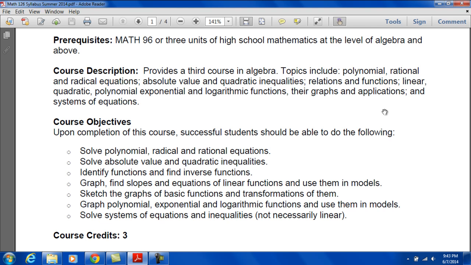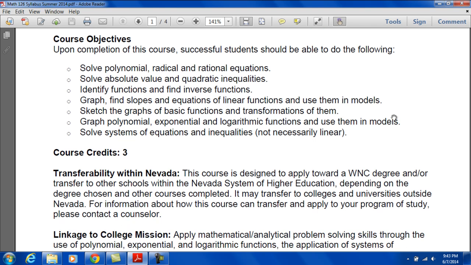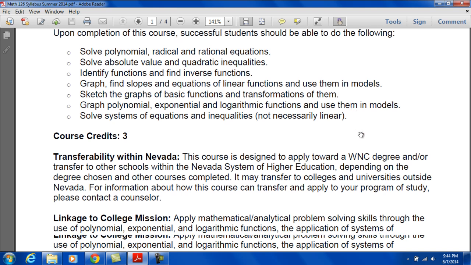Upon completion of this course, successful students should be able to do the following: solve polynomial, radical, and rational equations, solve absolute value and quadratic inequalities, identify functions and find inverse functions, graph, find slopes and equations of linear functions and use them in models, graph polynomial, exponential, and logarithmic functions and use them in models, solve systems of equations and inequalities, not necessarily linear.